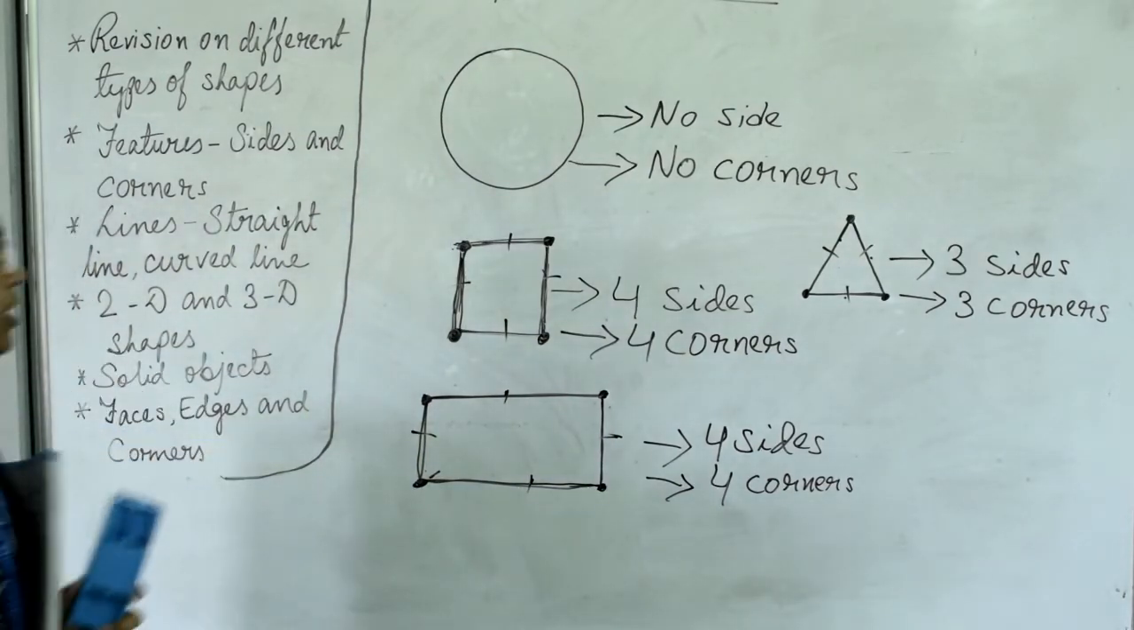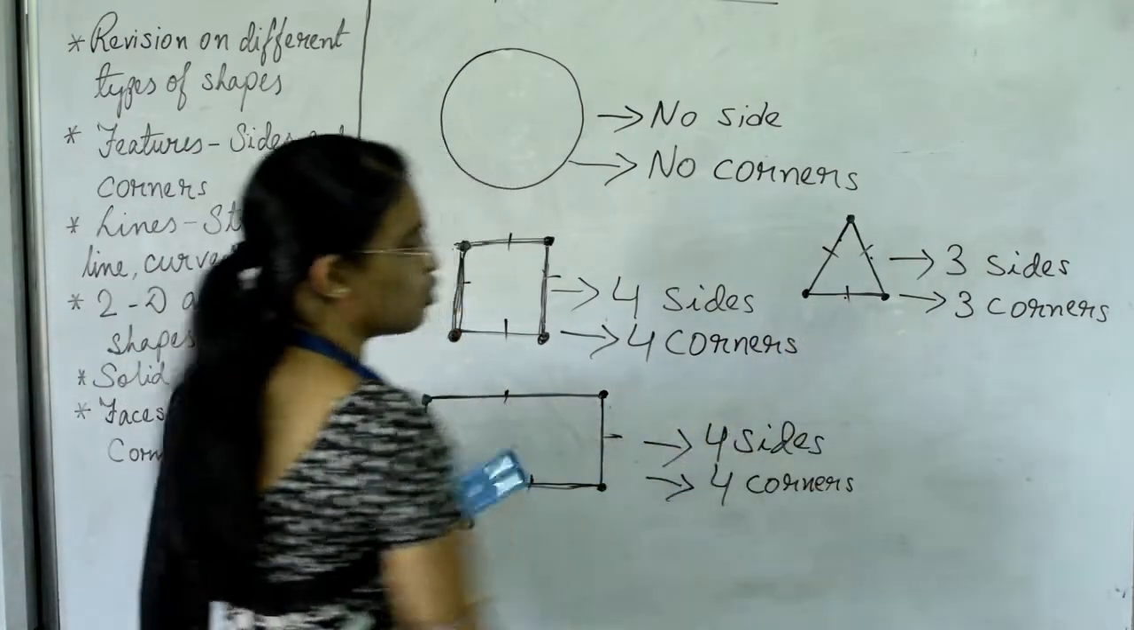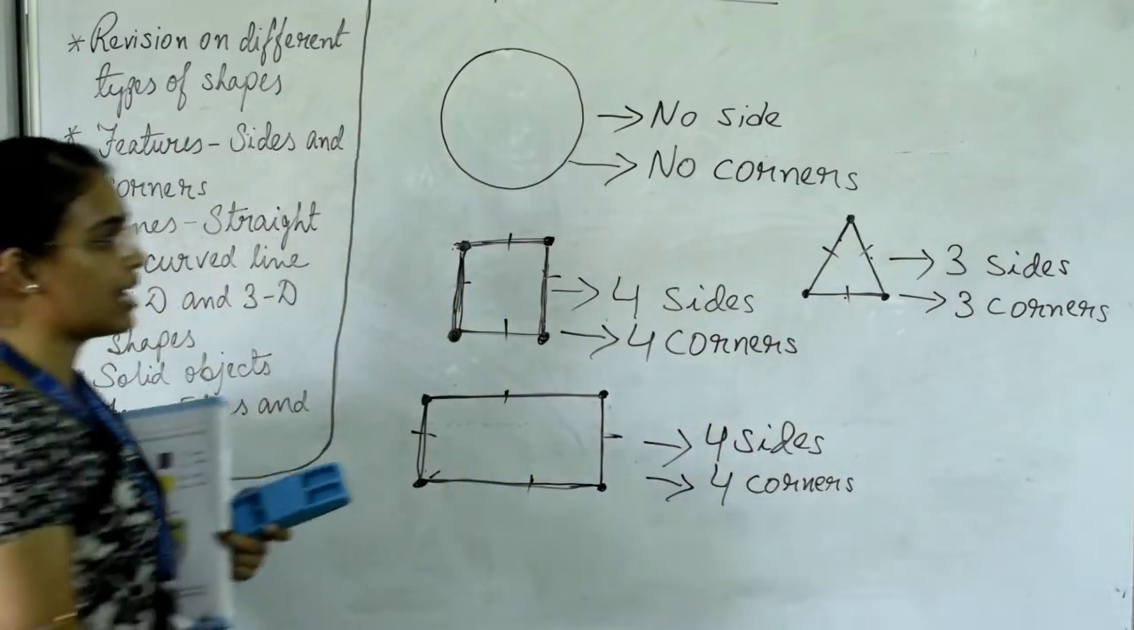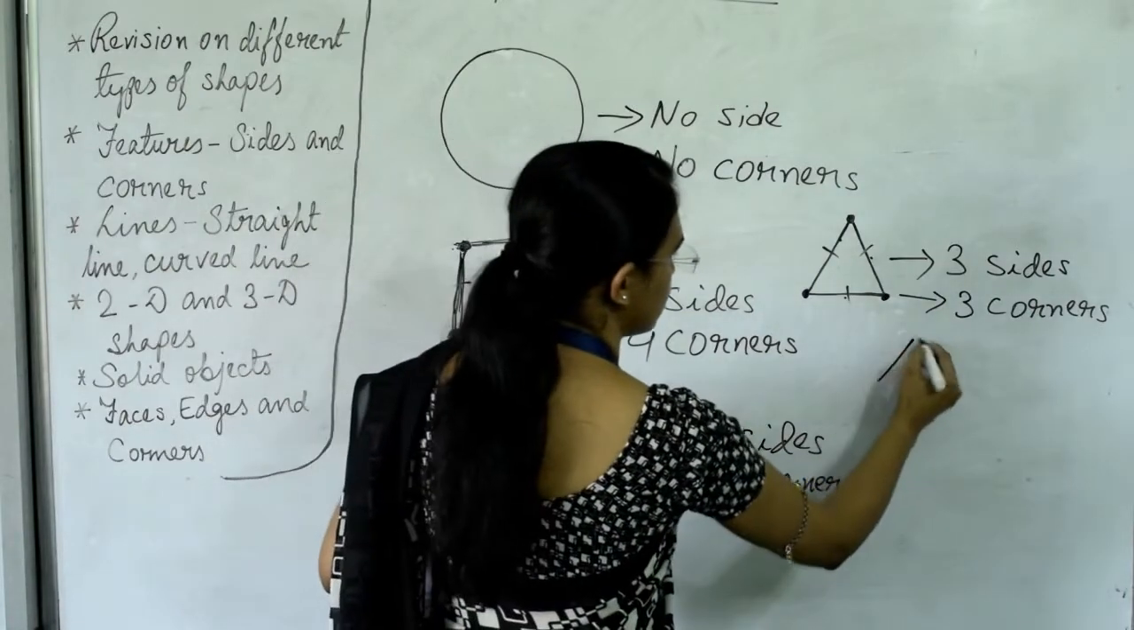Now for example, there are so many things which look like a triangle. For example, a Christmas tree.